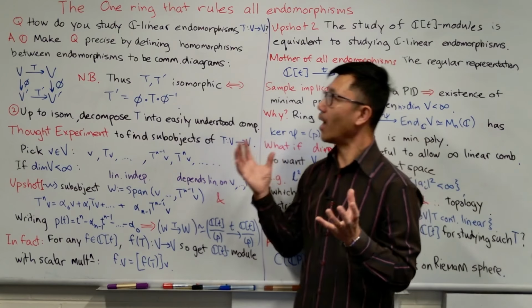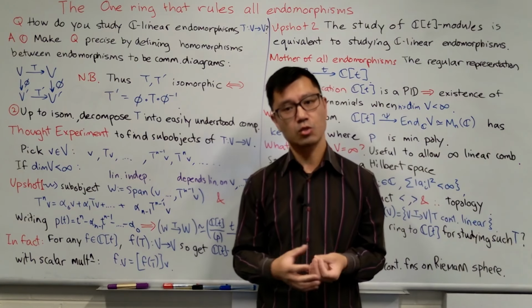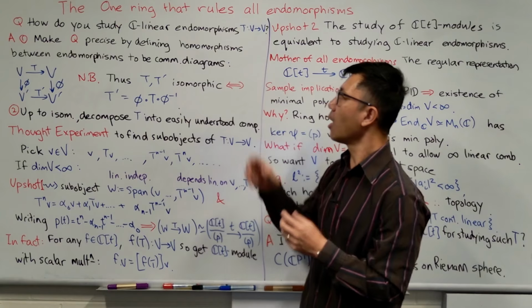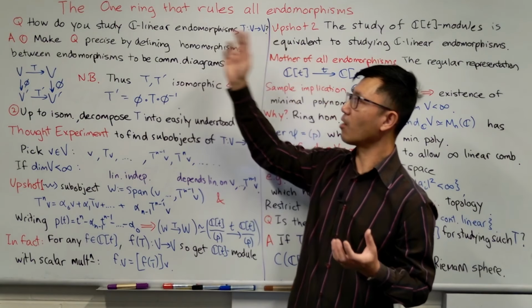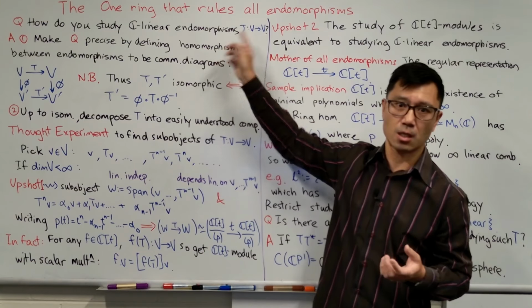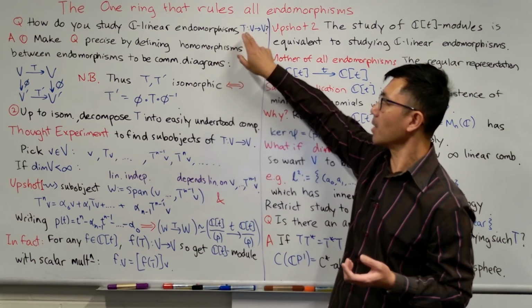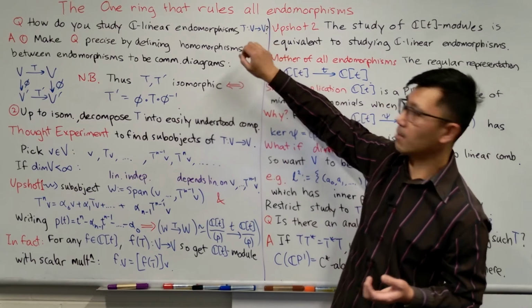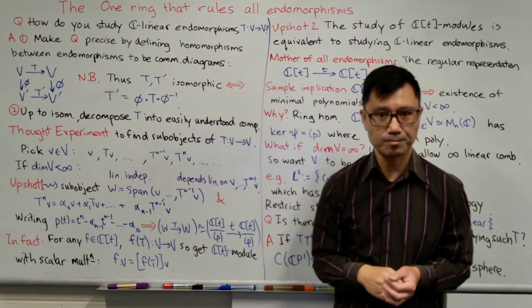Okay, so let's look at what linear algebra is about. It's really the study of linear maps, and in particular, the most important class of linear maps are those linear endomorphisms. So what do I mean by that? That means just a linear map T where the domain and codomain are the same. So say T from V to V.